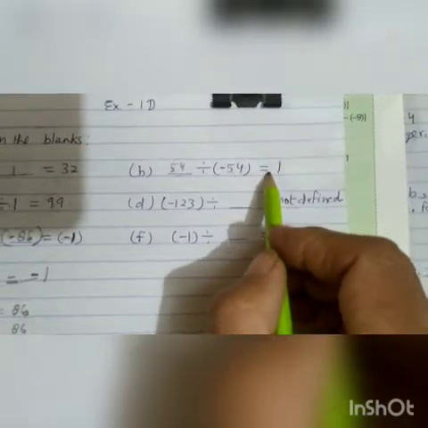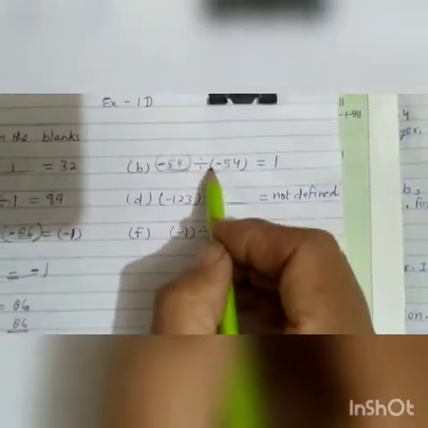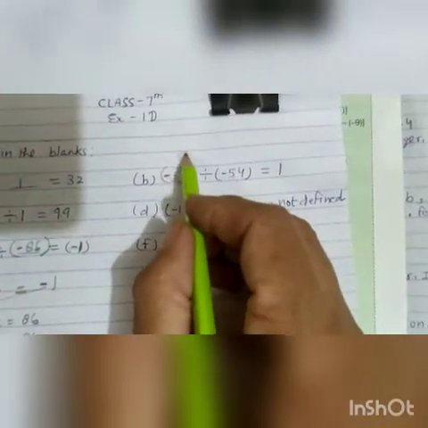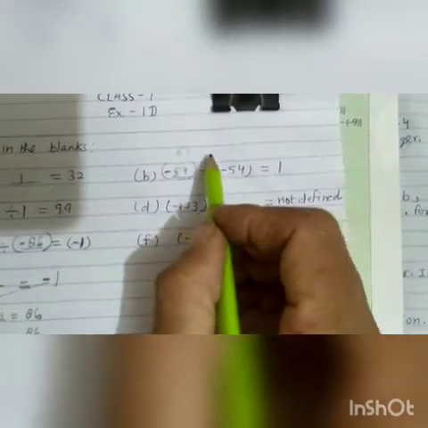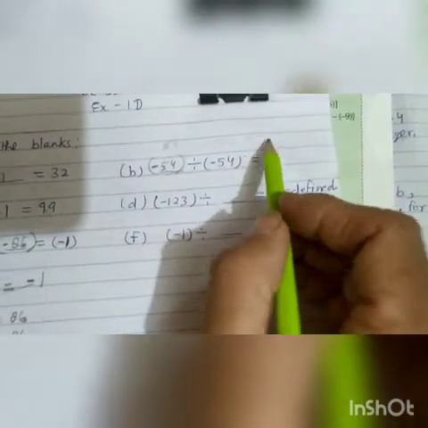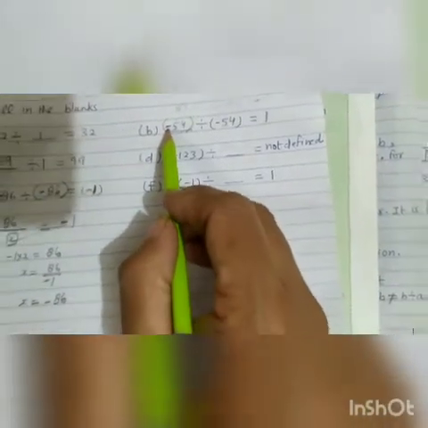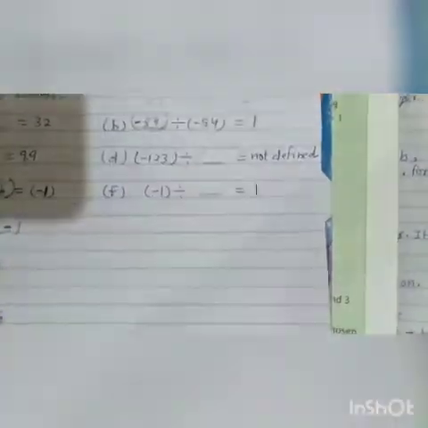Now we need the plus sign. So if we put minus here also, then minus minus cancel and the answer will be 1. If we write only 54 divided by minus 54, then when we divide 54 by minus 54, we will get the answer minus 1, not 1. So we will write here minus 54 because we have to cancel this minus also from here.